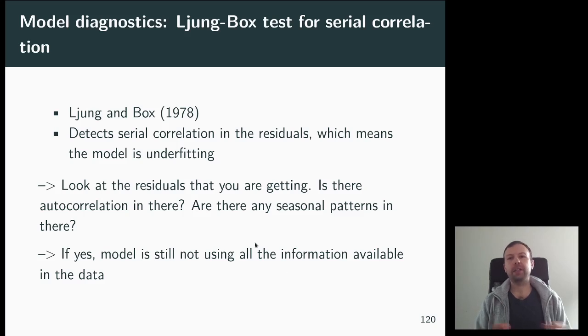Because I just mentioned a test for serial correlation, there's the Ljung-Box test for serial correlation, which detects serial correlation in the residuals, and that means that your model is underfitting, right? As I just said, it can be used together with cross-validation, so that first you use this test to detect underfitting, then you do the cross-validation to detect overfitting.